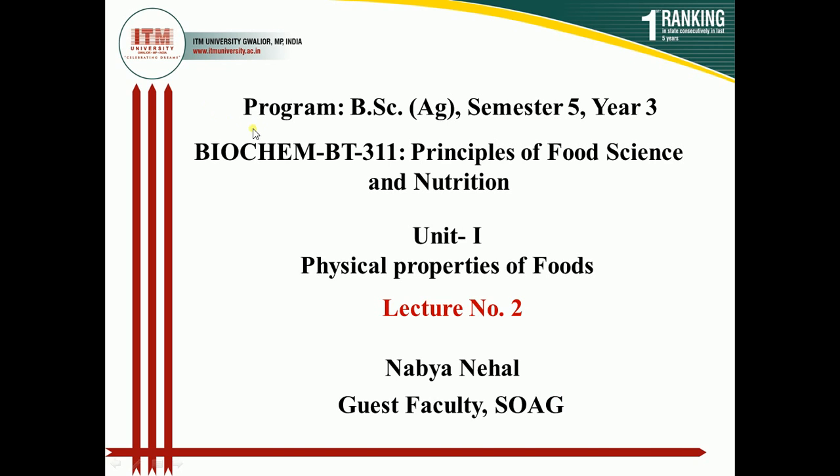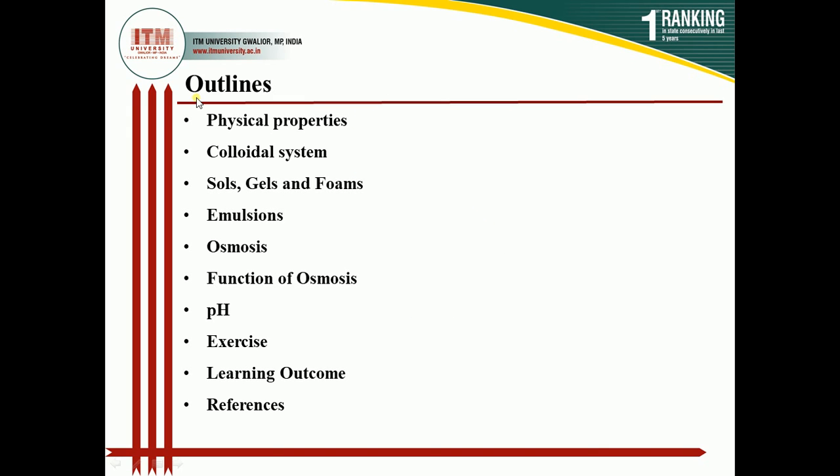Today I am going to prepare a video lecture for BSc Agriculture 3rd year 5th semester students. Course code is Biochem BT 311 and course title is Principles of Food Science and Nutrition. Today I am covering the second topic of unit 1, that is the physical properties of food. These are the basic outlines on which we go through in this video lecture.